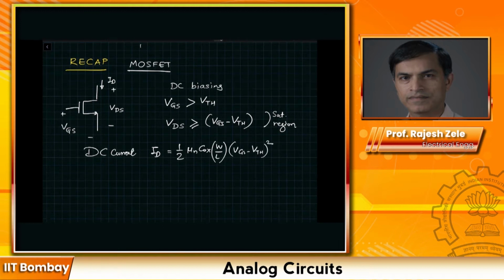For all hand calculations, we generally use this simple equation, and if you want to consider the second order effect due to channel length modulation, then you will add the factor (1 plus lambda VDS).